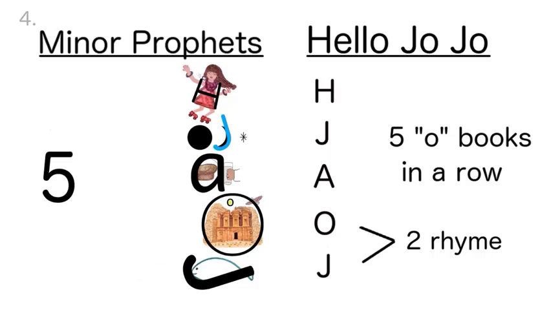Now, let's say that three times with just the pictures. 5. Hello, Joe, Joe. Hosea, Joel, Amos, Obadiah, Jonah.